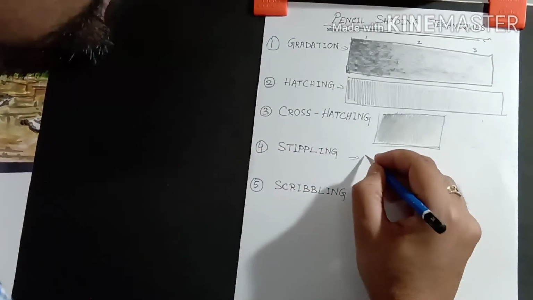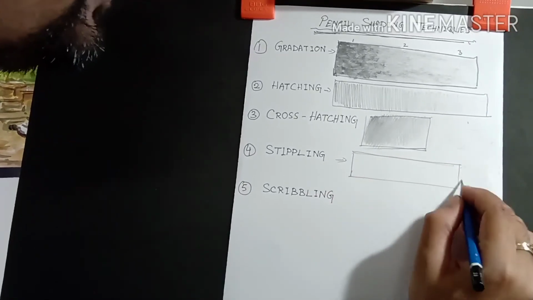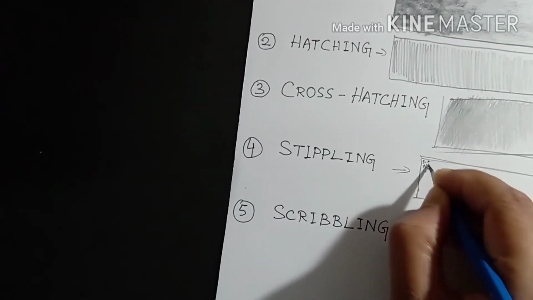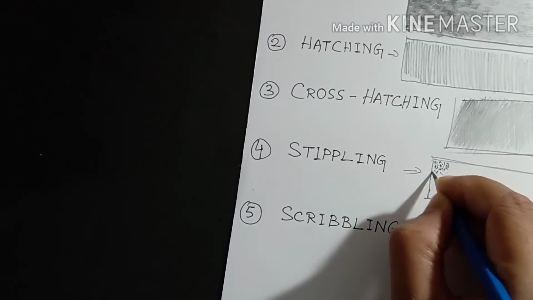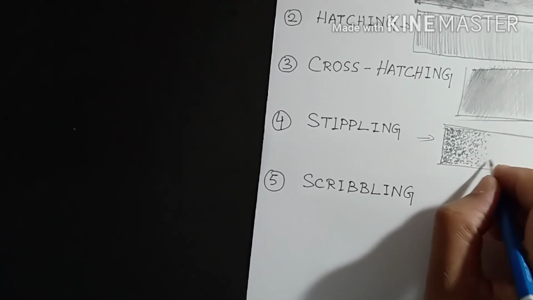Okay, now the fourth point is stippling. Stippling is a very simple thing. Suppose this is your area and you just make dots with the pencil tip. If we want more dark on that, we can repeat. It is medium and lighter. Okay, it is stippling.